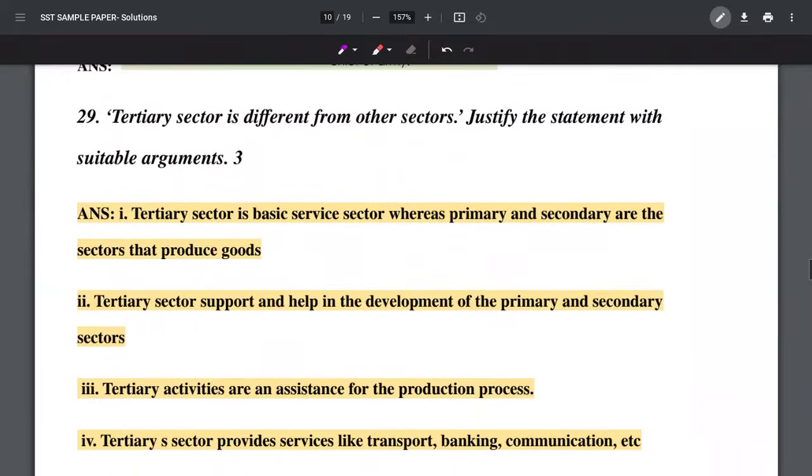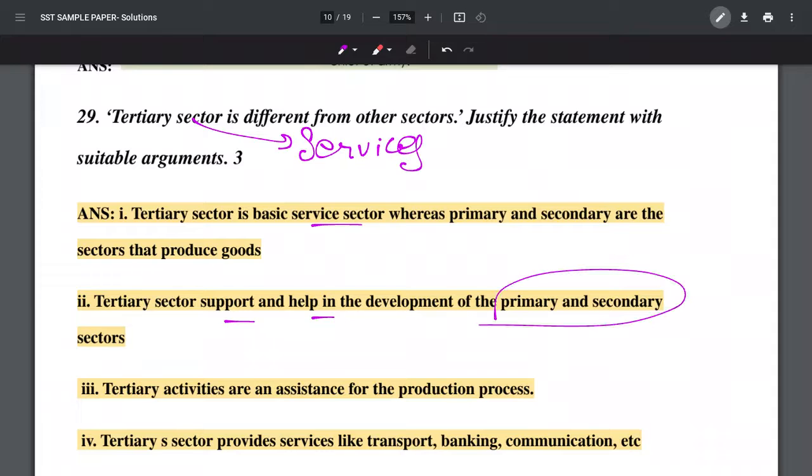Next one: the tertiary sector is different from other sectors. Justify the statement with suitable arguments. Tertiary always refers to one thing, that is services, isn't it? So tertiary is nothing but a service sector, but primary is for producing the goods, secondary is converting the goods, isn't it? The tertiary sector supports and helps in the development of this. So these two are interconnected and more efficiently done by the tertiary sector.